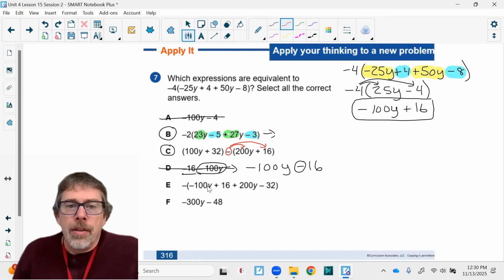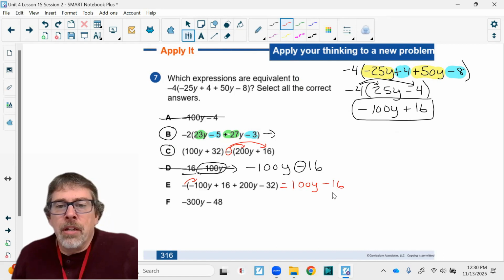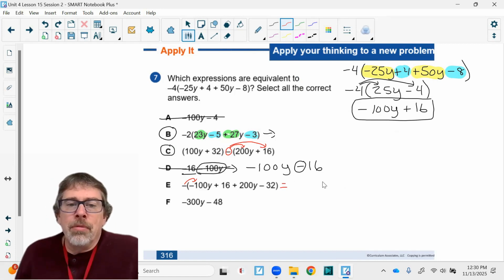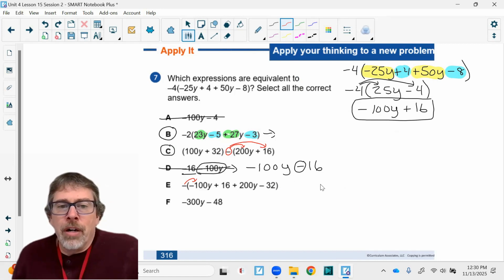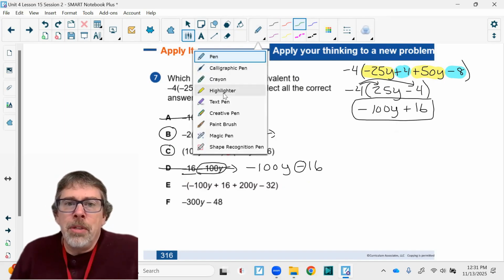Okay. This we have to distribute a negative. Negative times a negative is positive. 1 times 100 is 100y. Negative 1 times 16 is negative 16. Okay. So actually, let me put on the brakes right there. I should not be doing it. It's going to give you the same answer, but I really should be doing order of operations as well. And that says to do parentheses first. So let me just back up there.